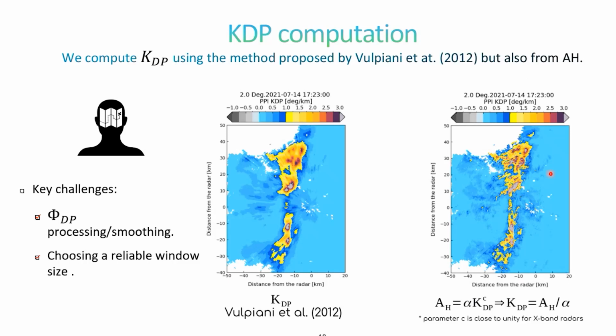And the next step is the computation of KDP. We're computing KDP using two methods, the one proposed by Vulpiani, but also one for X-band radars. You can see in this equation, the parameter C is close to unity for X-band radars. So we can generate two KDPs. This KDP results from the processing of PHIDP and the smoothing, and this one is a little bit higher resolution. These two KDPs are really reliable, and they really match.